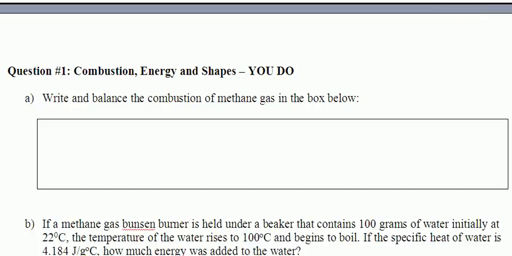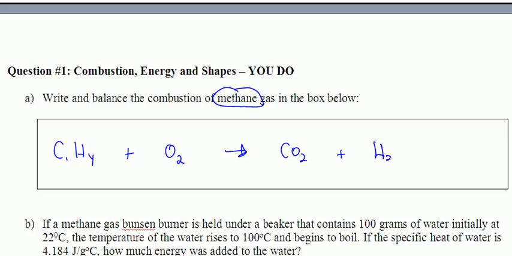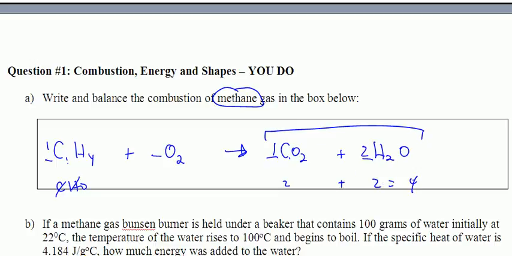Question number 1. Write and balance the combustion of methane gas. Okay, methane is CH4 plus O2 goes to CO2 plus H2O. Put my lines in the front. 1 carbon, 1 carbon. So we're going 1 and 1. That's good. 4 hydrogens, 2 hydrogens. We're going 2. Count all the O's here. So 2 O's here, because 1 times 2. 2 O's here equals 4. Even number. I can just simply put a 2 there and I'm good to go.